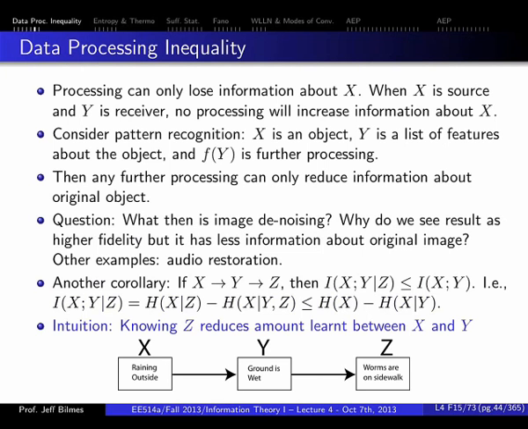I don't know if this is a good example, but X is "it's raining outside," Y is "the ground is wet." Normally, raining outside would tell you a lot about the ground being wet, and the ground being wet would tell you that it's raining outside. But if worms are all around on the sidewalk, then the ground being wet tells you less about it raining outside. It's an everyday example that you think about all the time, of course.